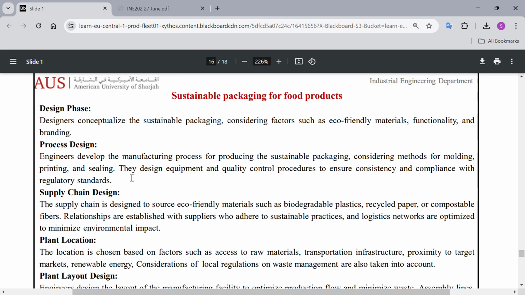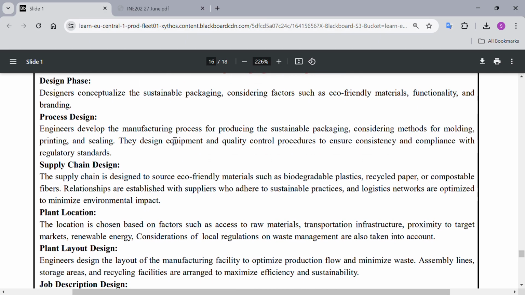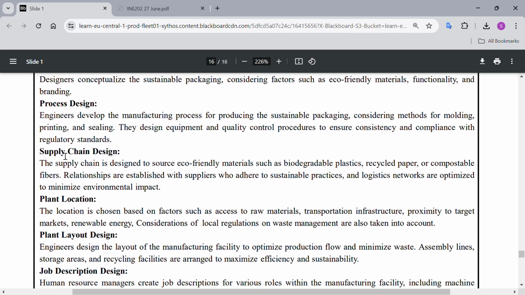So basically, they need to consider the methods also used to make these packages. It's not only that the packages are recyclable, or let's say they use sustainable, eco-friendly materials. Also need to consider the manufacturing process, because this is also part of their mission. Their mission is to be sustainable. The let's say the factory or the company that's producing sustainable packages. So we need to also ensure that the manufacturing process is also sustainable, and we consider the different methods for this. And then we're going to go to the supply chain design.